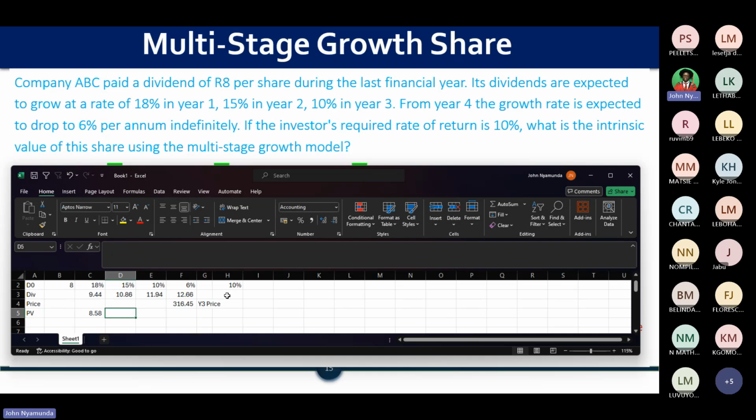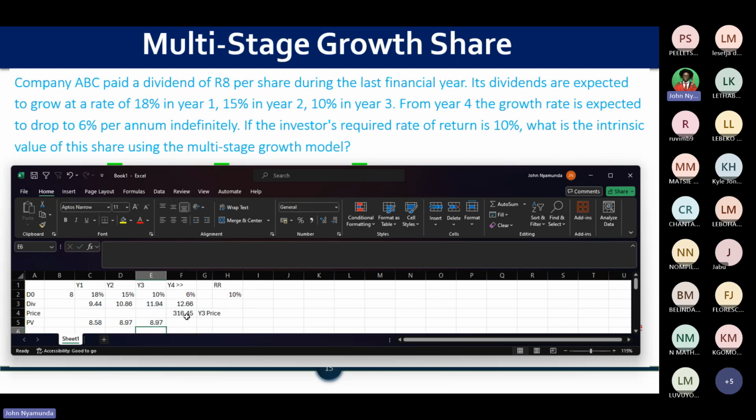Then what is the present value of the next following year? Equals to this dividend divided by 1 plus 10%, but because it's year 2, we are supposed to raise it to the power of 2. Same here, equals to this dividend divided by 1 plus 10%, because it's the third year, to the power of 3.